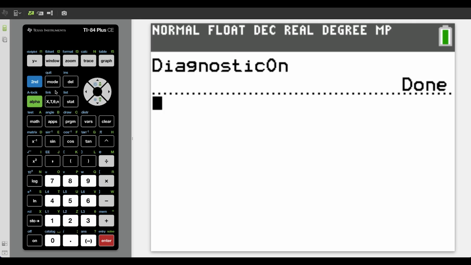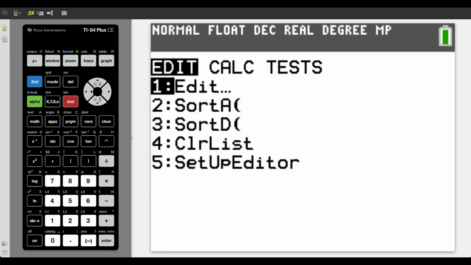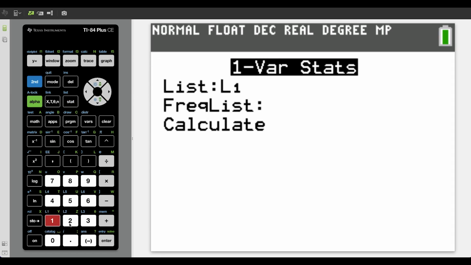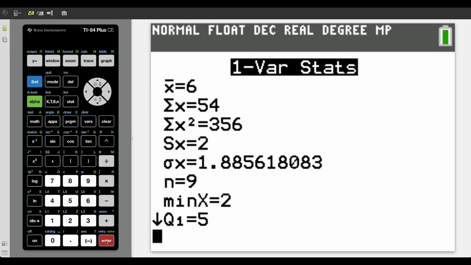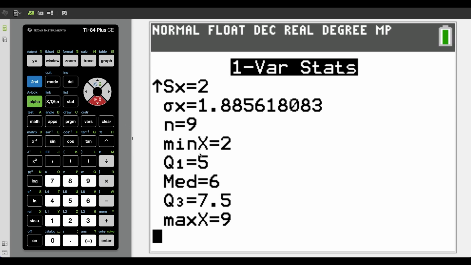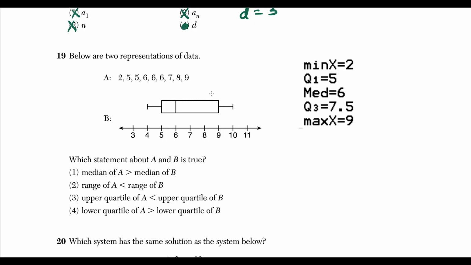Now we're going to go to stats and calculate single variable statistics, so option 1. We do that, and now we can scroll down and get all the important stuff here. We have the min, the max, the median, and quartile 1 and quartile 3. So now this question should be much easier to answer. The median of A, which is 6, is greater than the median of B.